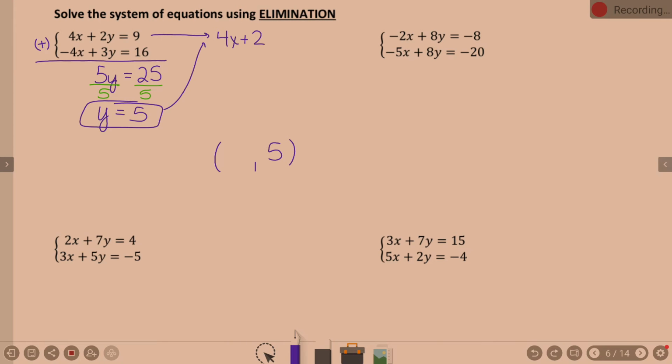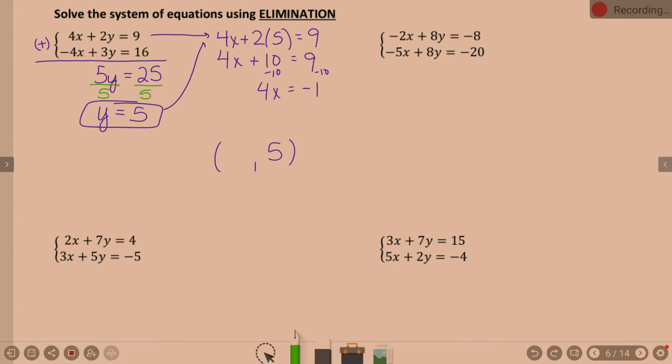4x plus 2y, so 2 times 5, equals 9. 4x plus 2 times 5 is 10, equals 9. If it's 4x plus 10, we're going to subtract 10. 9 minus 10 is negative 1. If it's 4x, how do I get x by itself? Divide by 4. It is going to be a fraction, but you know what?